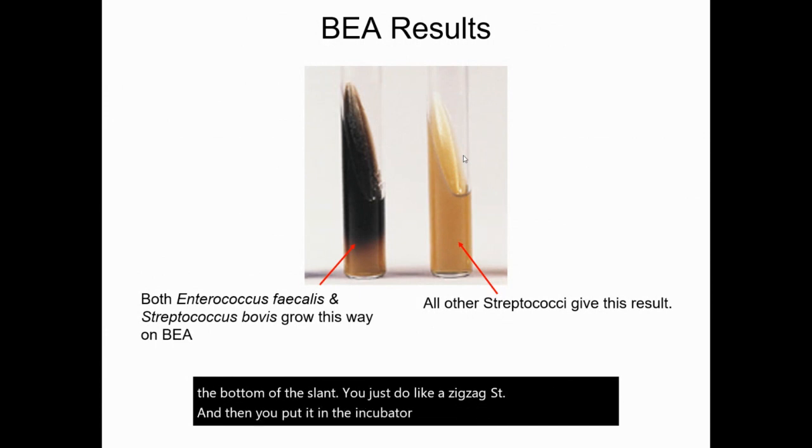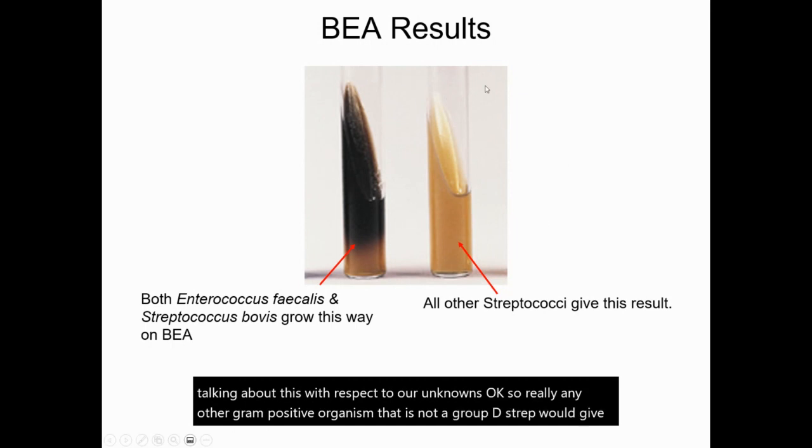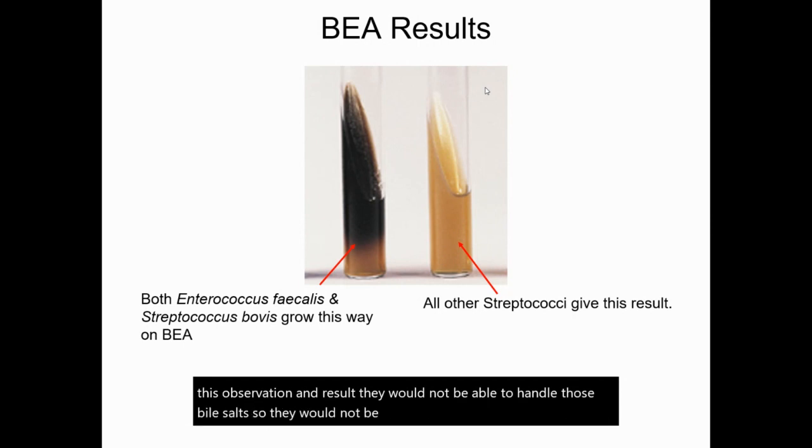And if you pull it out of the incubator and it looks like this tube on the right where you do not observe any growth, then you know you're dealing with a non-group D streptococci, okay? Because remember, I'm talking about this with respect to our unknowns, okay? So really, any other gram-positive organism that is not a group D strep would give this observation and result. They would not be able to handle those bile salts, so they would not be able to grow.